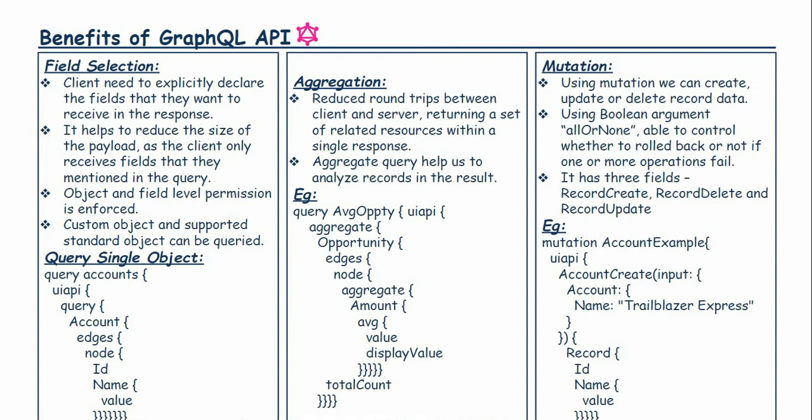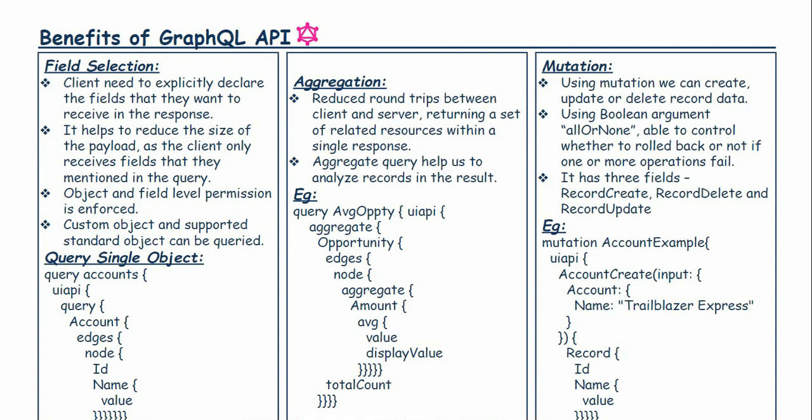In GraphQL, you can explicitly declare what fields you want. So that's why it will not give you unnecessary data, or data that is not required for you. And it will also include data that is required for you based upon your selection of fields.